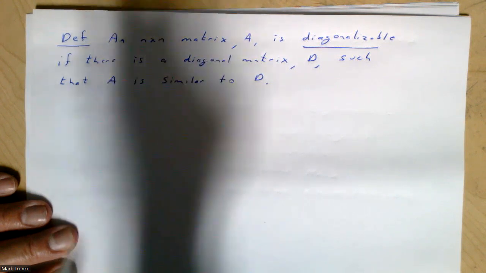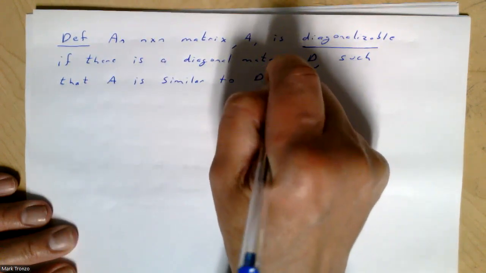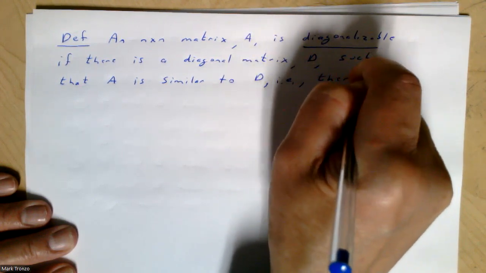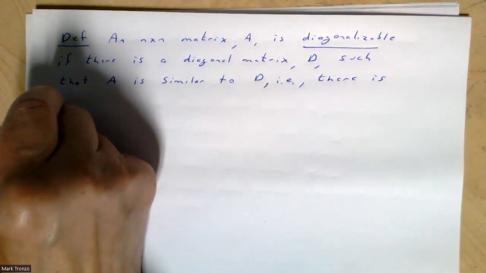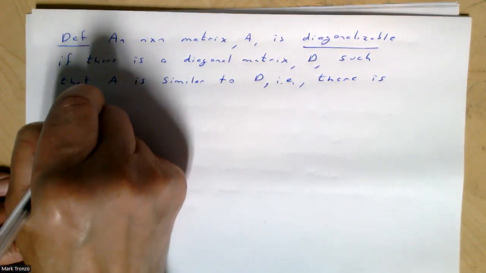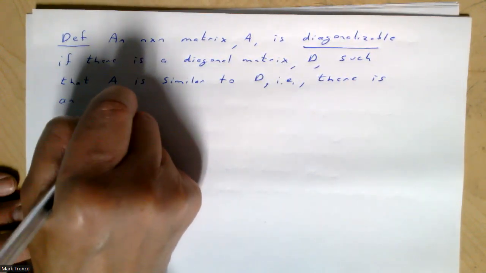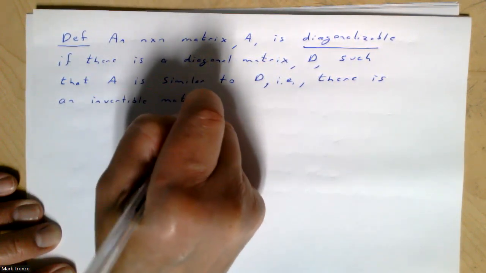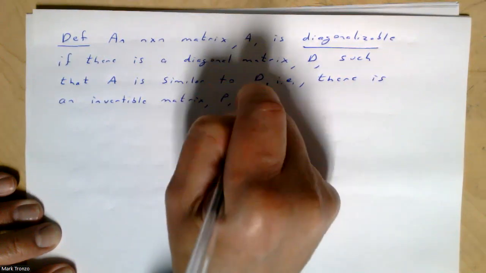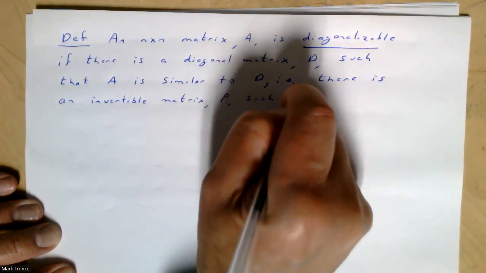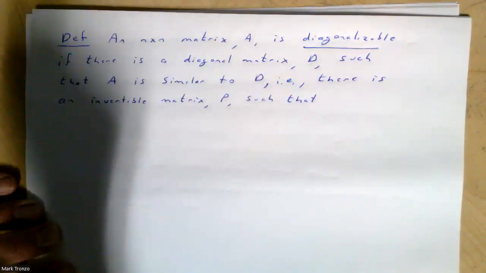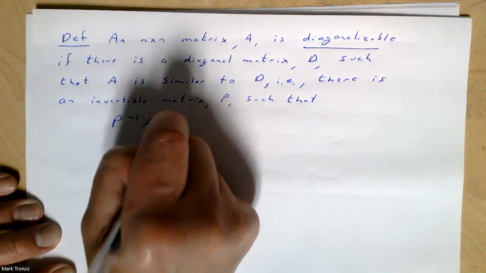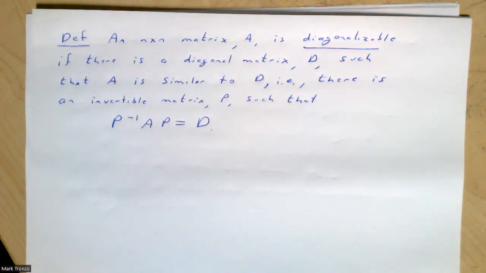What this in effect means is there is an invertible matrix P such that P inverse AP is equal to D.